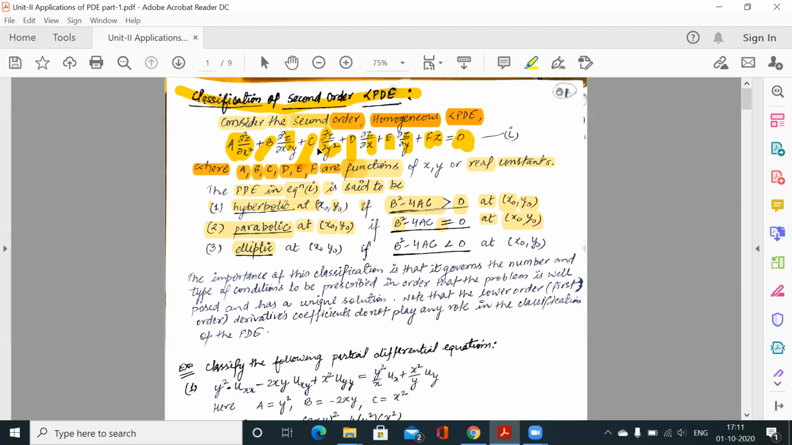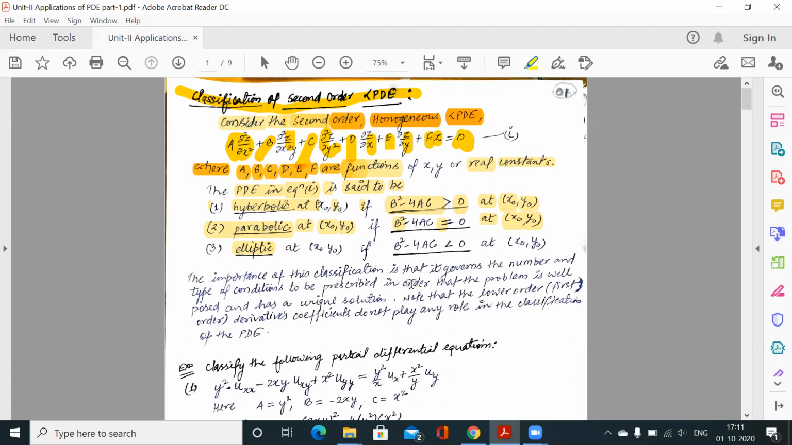So these are second order derivatives: the coefficient of del 2z over del x square, del 2z over del y square, and B is the coefficient of this second order derivative. So we have to consider these coefficients only, A, B, C. What is D, what is E, what is F? We are not concerned about these coefficients D, E, F. Only we have to see A, B, C.